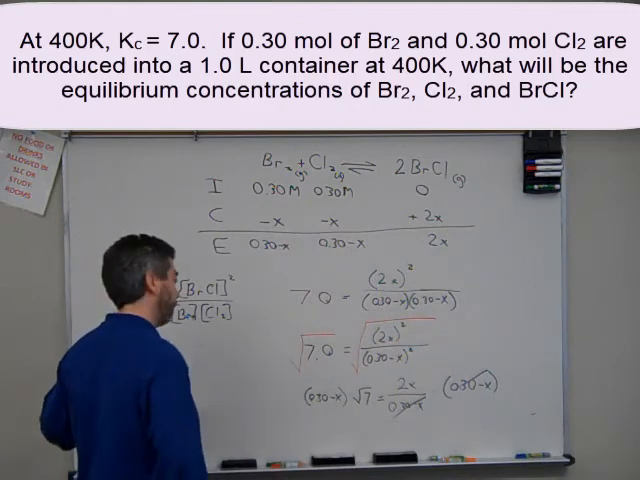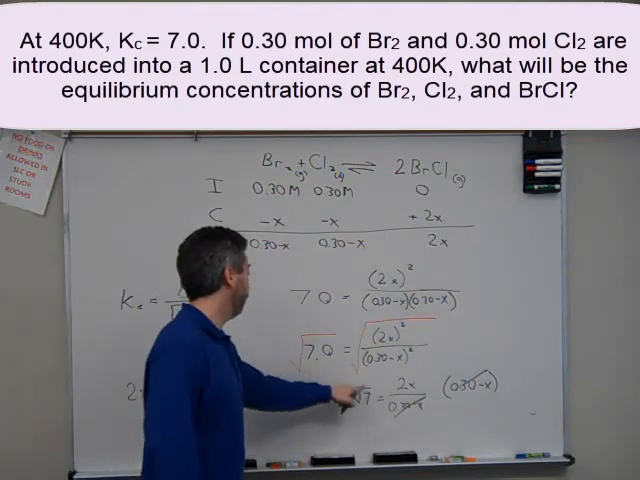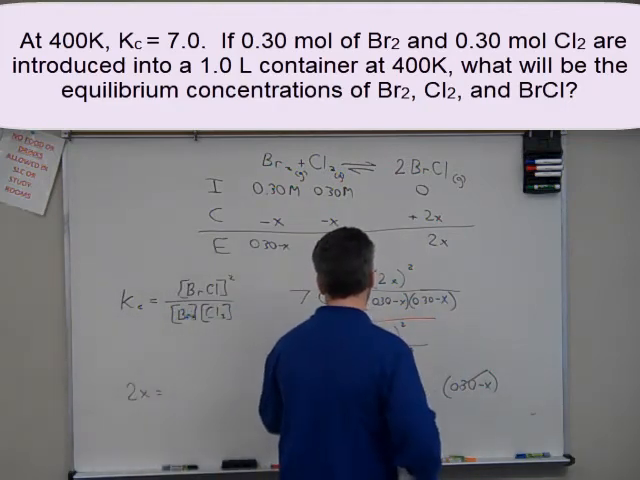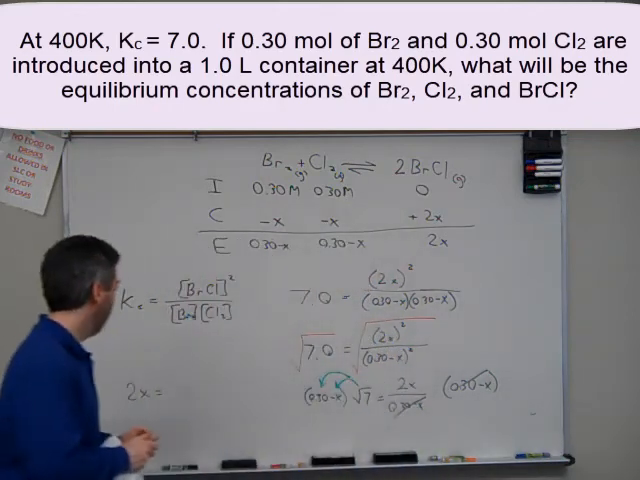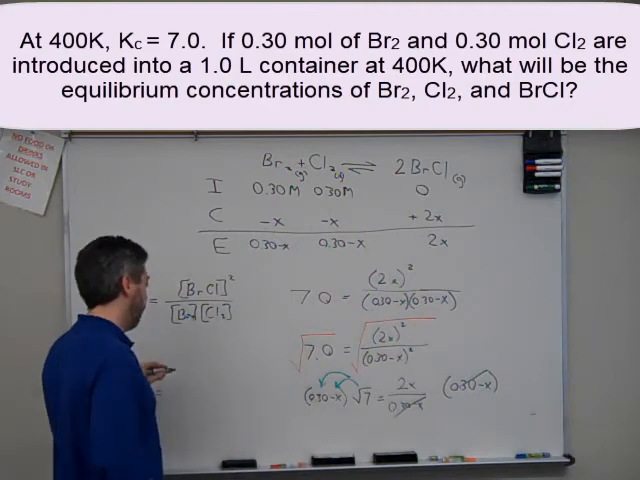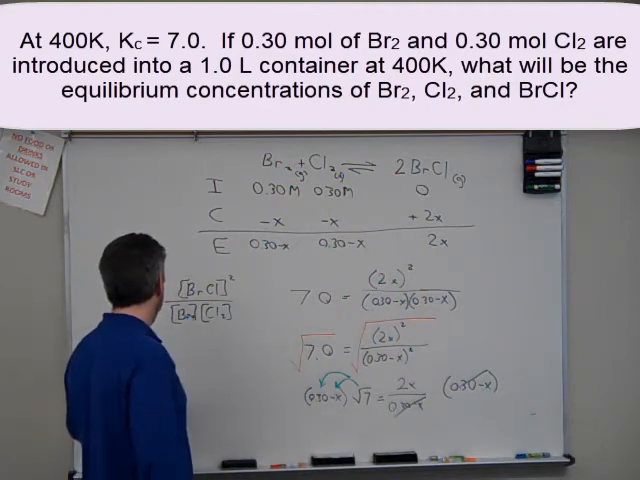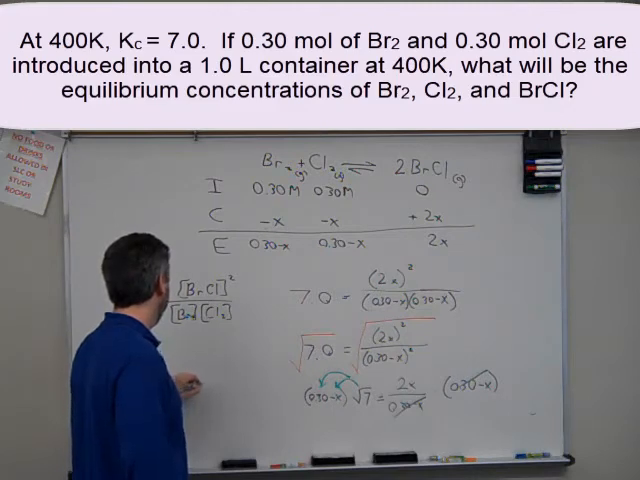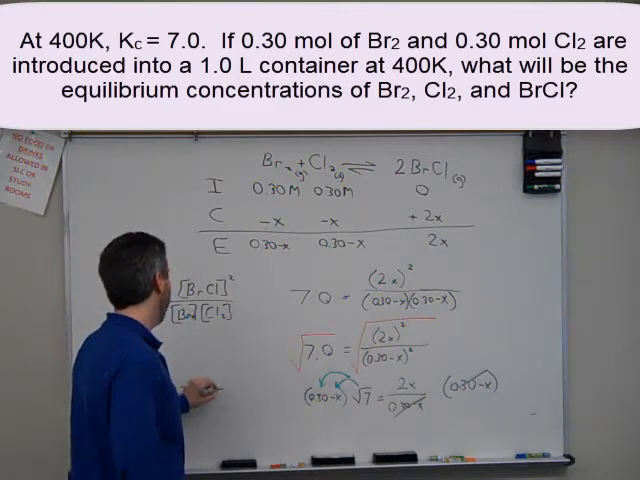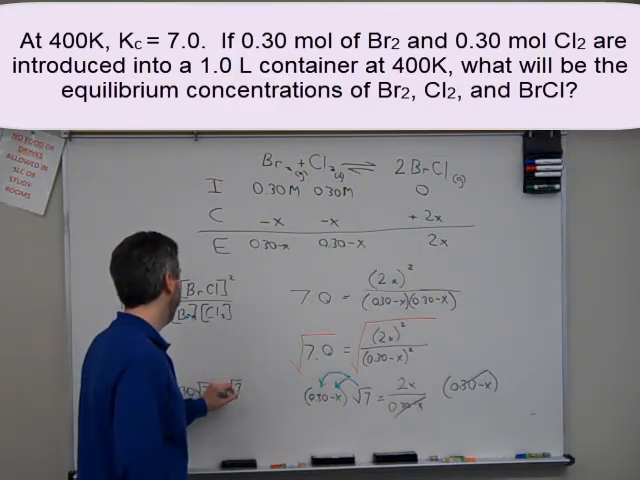So 2x is equal to, and I have to distribute this. Bring your algebra skills. You're going to have 0.3 square root of 7 minus the square root of 7 times x.